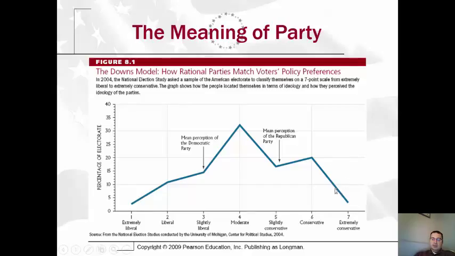The media wants to focus on the people out on this edge or on this edge, because they're going to say more extreme things that are more exciting than people who fairly think both sides have some points on things. That's not as exciting as getting quotes from people who are way over here fighting with people who are way over here. But this shows how the party tries to match up its policies with where the electorate is.